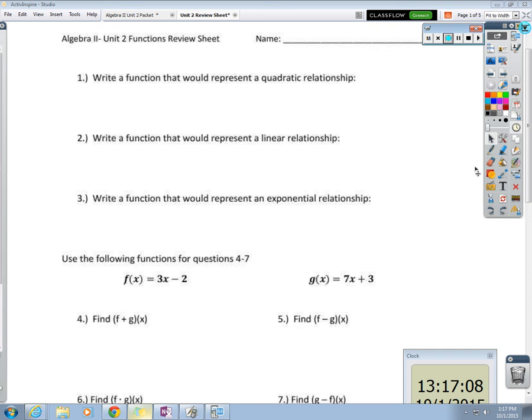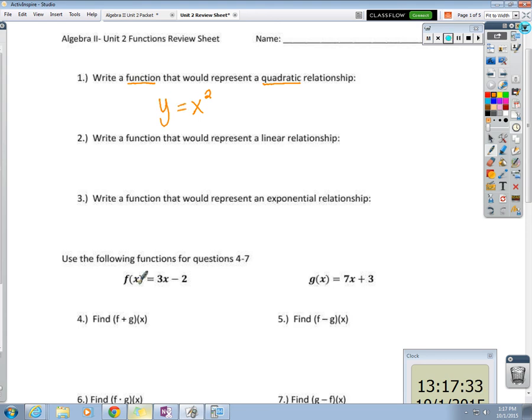Number 1, write a function that would represent a quadratic relationship. When you hear the word quadratic, tell me what you know. Squared. Okay? For a function to be quadratic, the x must be squared. So to write a function, you could put y equals x squared.